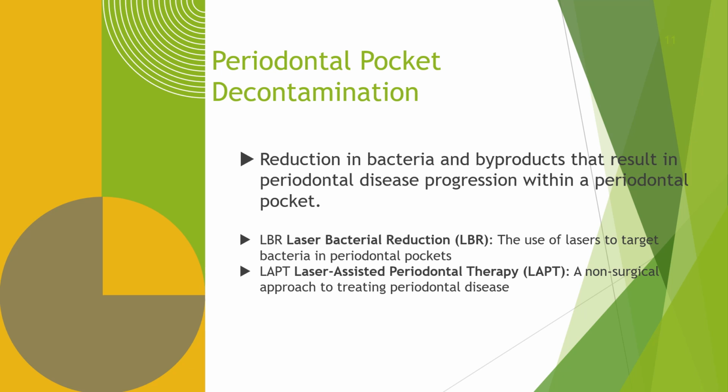So the laser is used in dental hygiene to decontaminate the pockets that we are working with. It reduces the bacteria and byproducts that result in periodontal disease progression within the periodontal pocket. There are two types of pocket decontamination that hygienists regularly use. We have LBR, which is laser bacterial reduction, the use of lasers to target bacteria in the periodontal pocket. LAPT is laser assisted periodontal therapy, which is a non-surgical approach to treating periodontal disease.